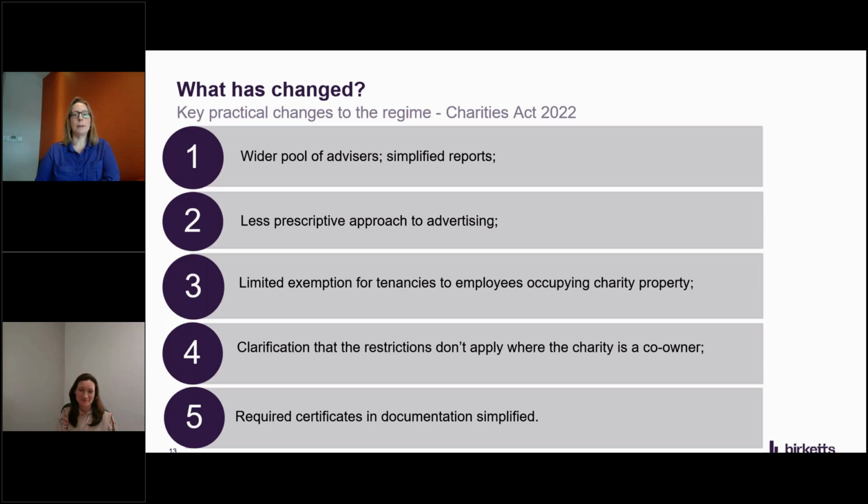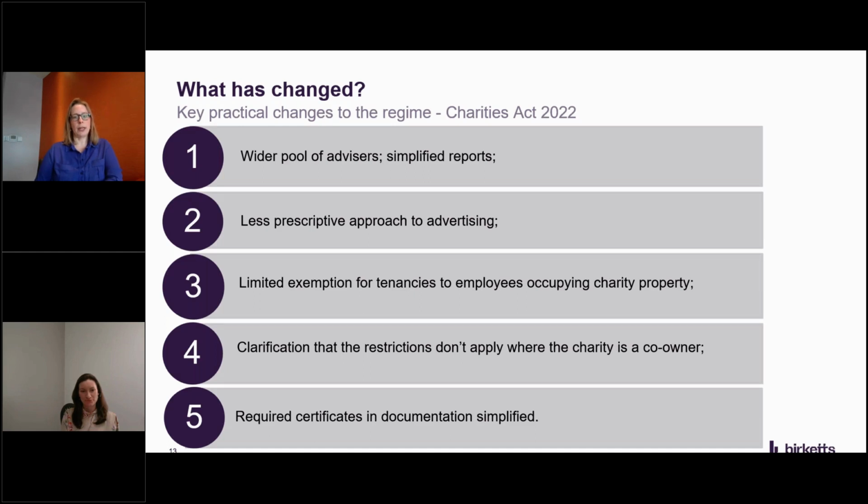Also, the requirements for what needs to be in those reports has been considerably simplified and brought down to 5 key advice points. The consultation that was going on was really trying to strike the right balance between charities getting the right advice they need so they don't make unwise decisions, but also recognising that there are so many different types of property and land and different types of disposals. And overall, I think this is striking the right balance.